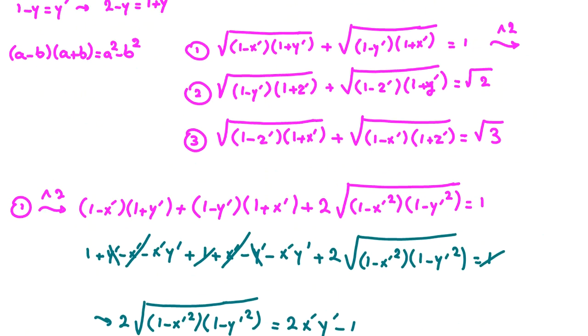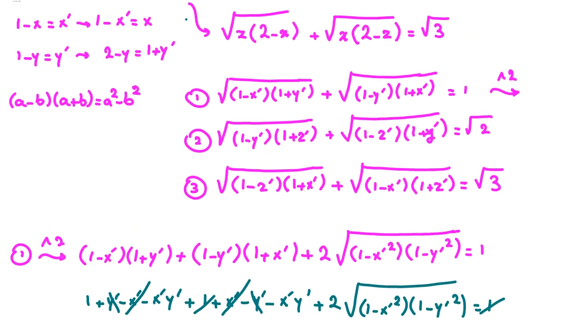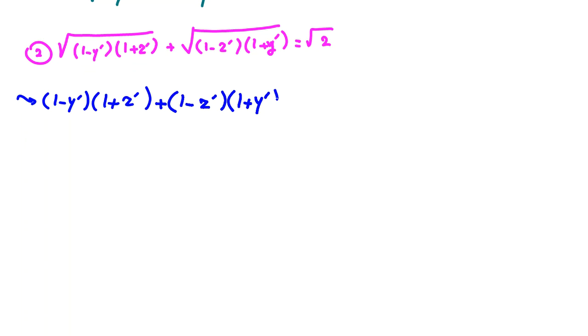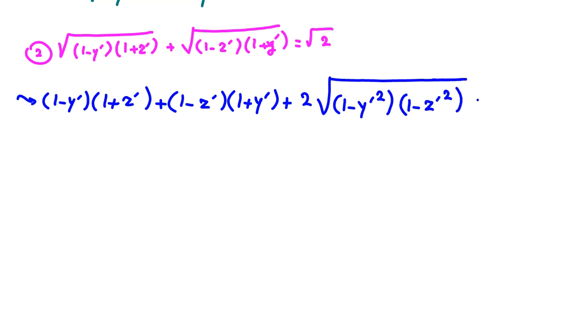Now let's work on the second part. Okay, let's raise it to the power of 2. Again, 1 minus y prime times 1 plus z prime, plus 1 minus z prime times 1 plus y prime, plus 2 times the product. 1 minus y prime times 1 plus y prime will be 1 minus y prime squared. 1 plus z prime times 1 minus z prime will be 1 minus z prime squared, equal to square root of 2 squared, which will be 2.